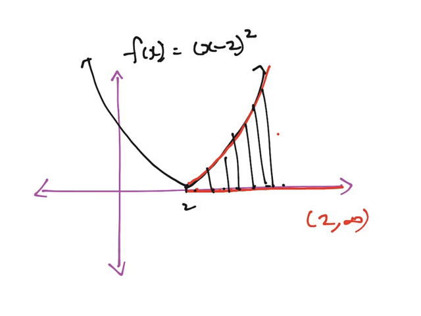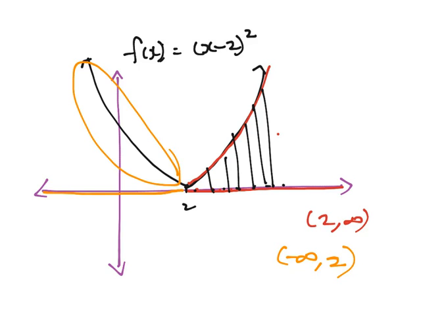Now where is it decreasing? Very simple. This part, you can see the function is decreasing. That means here. So the function is decreasing in the interval minus infinity comma 2. Okay, increasing and decreasing functions.